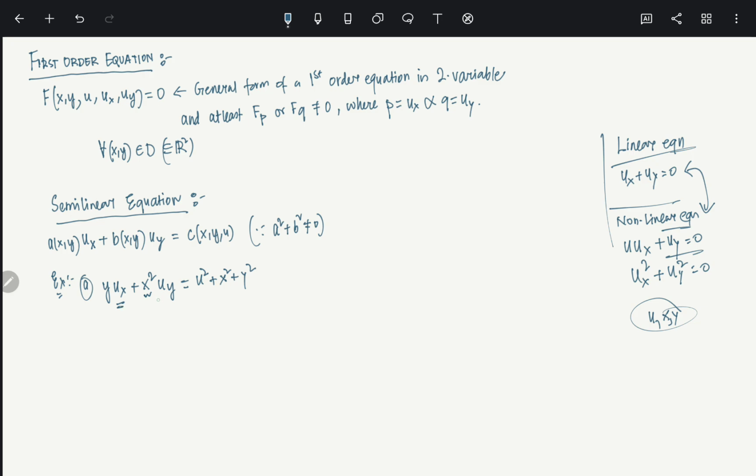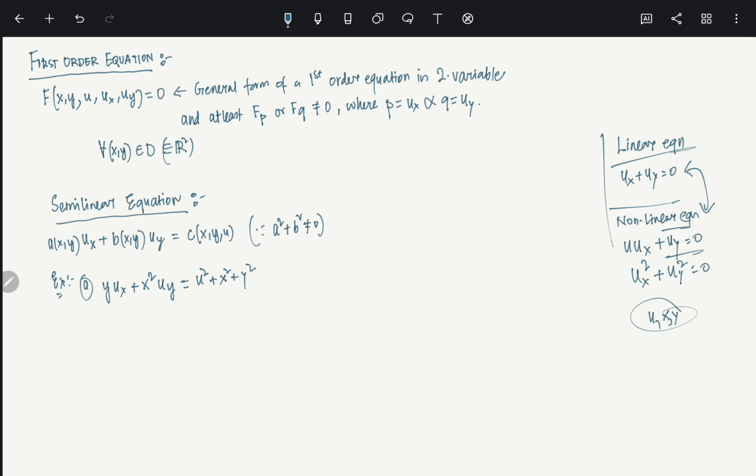You see, the highest order of u here contains ux and uy, right? But ux and uy are both linear terms. So this is a semilinear equation. We don't really care about what happens with x, y and u. So those can be nonlinear. So this is a semilinear equation, and since this nonlinear term u squared is there, it is not as easy as solving a linear equation. Should not be, right? That's the general intuition.